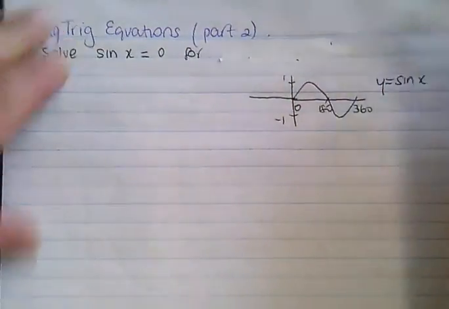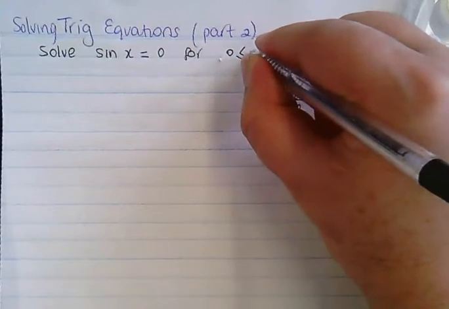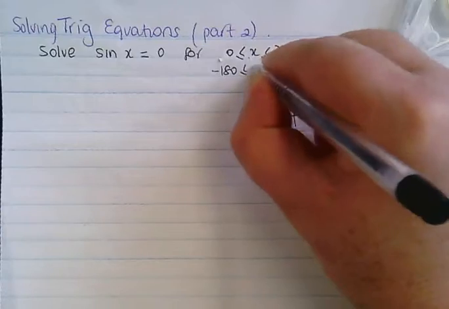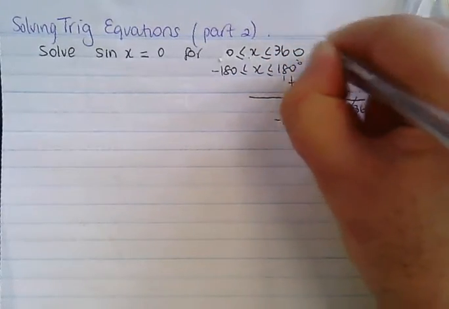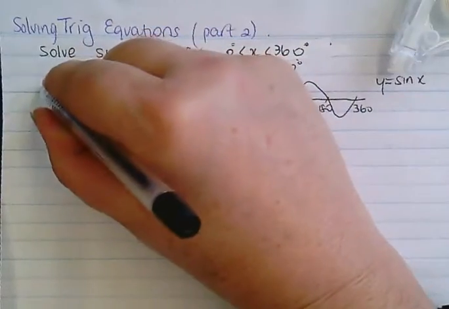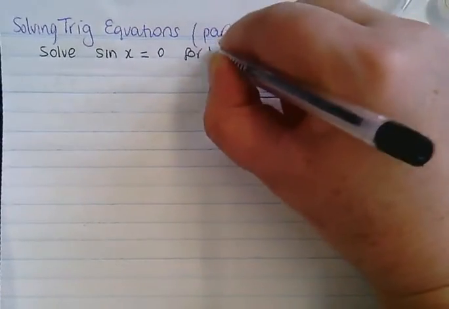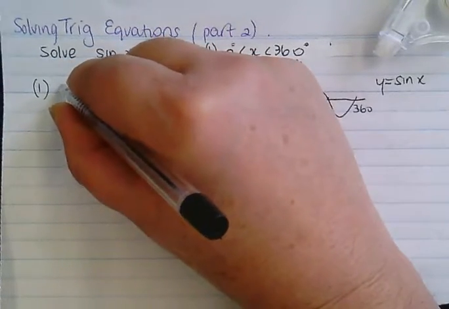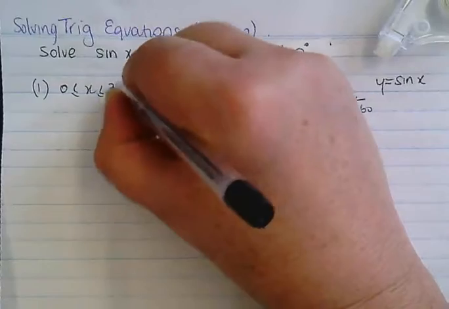I'm going to ask you to solve it for 0 to 360, and then I'm going to ask you to solve it for negative 180 to 180. So I'm going to ask you to do both. All right, so part 1 and part 2. If you have to solve for 0 to 360, what are your answers?